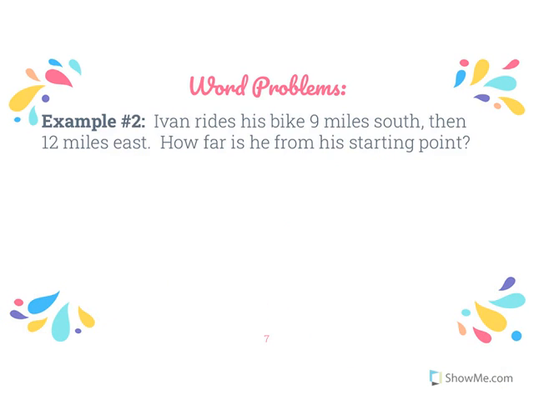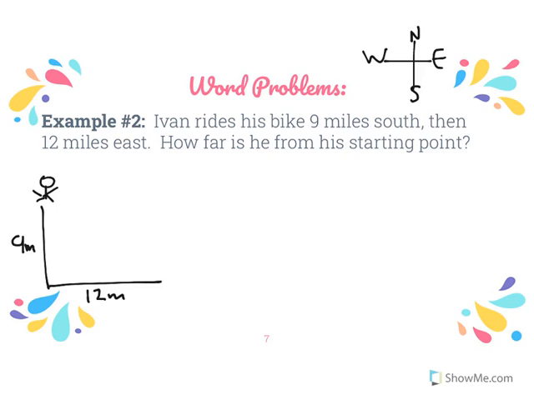And we're going to do one more word problem. So again, draw pictures. Ivan rides his bike 9 miles south, then 12 miles east. How far is he from his starting point? So we are going to say that this is Ivan, my little stick figure drawing. Okay, so if he is riding his bike 9 miles south, so he's going to go south. Remember your little compass here, north, east, south, west. Okay, so he went south, and that was 9 miles. And then he went 12 miles east, so that's going to the right. So this is 12 miles.